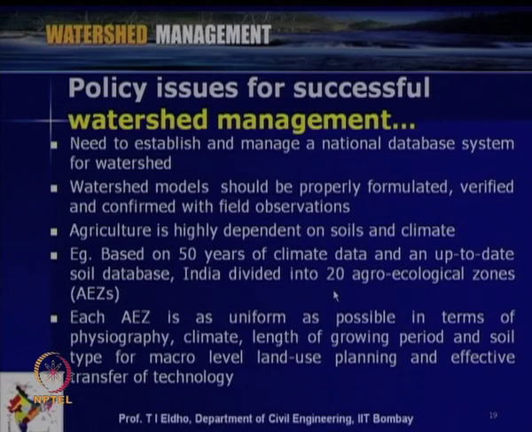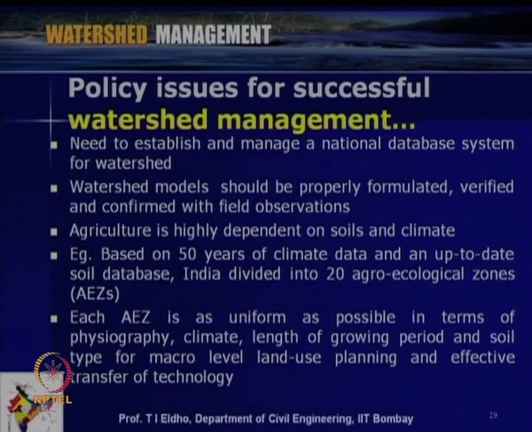So we can classify depending upon the soil related data, then climatic conditions, so we can have agroecological zones. So when we are formulating the watershed policy, maybe for each zone we can have different types of policies depending upon the ecological conditions, the climatic conditions, the soil nature, etcetera. Each agroecological zone we can consider as a uniform zone in terms of physiography, climate, length of growing period, and soil type, for macro level land use planning and effective transfer of technology. So this kind of agroecological zoning is very good.